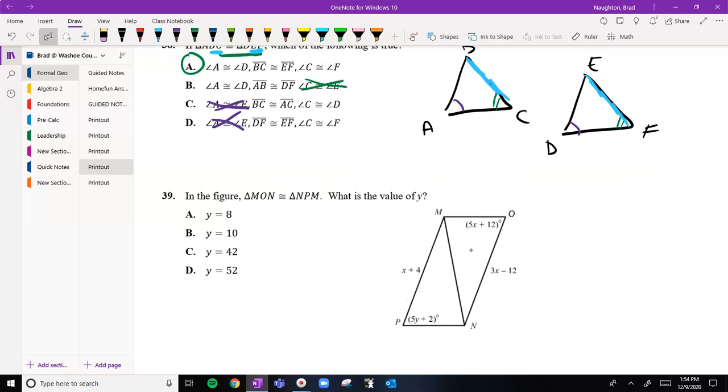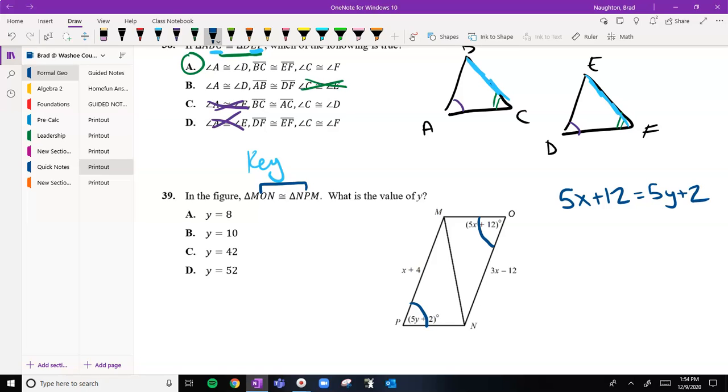39. So on 39 here, we're going to use this as our key to really help us out, because it looks like we can make a lot of assumptions here, and then we're going to get it all confused. So the first thing I'm going to go ahead and say, we are trying to find Y. So Y is down here at P. So P matches to O. So I get 5x plus 12 is equal to 5y plus 2.